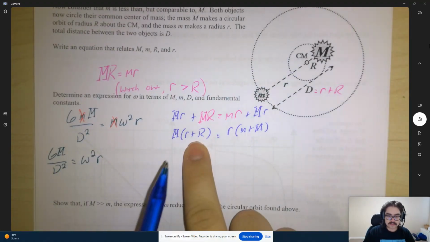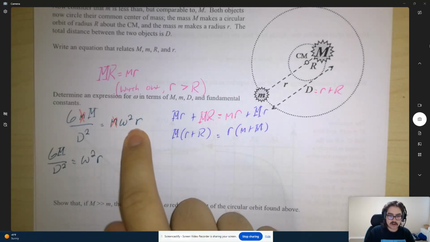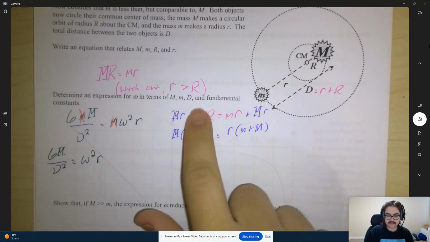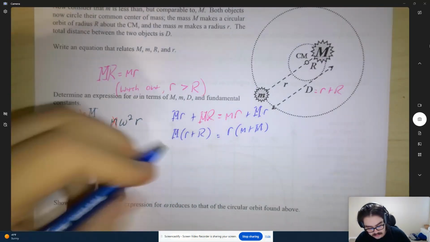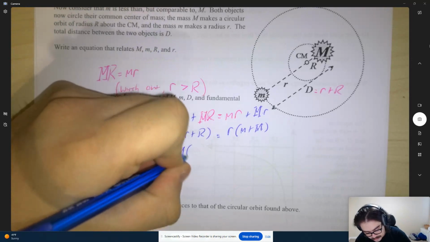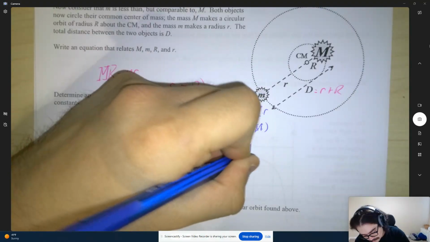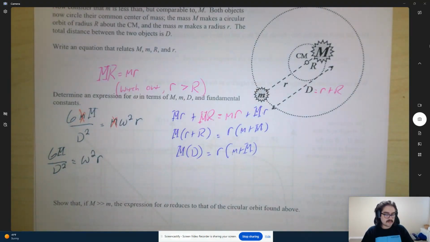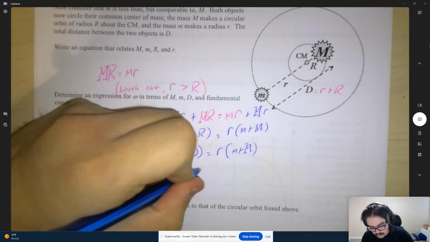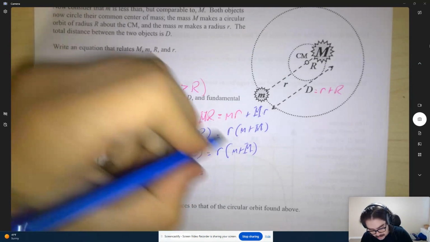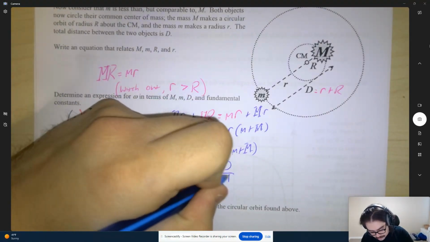Okay, and then I recognize that this right here is D. So I can actually express little r in terms of D and everything that I'm allowed to have. That's exactly what I'm going to do. I'm going to turn this into this: capital M times D equals R times (little m plus big M). Then if I get R by itself, I just divide by m plus M, and I end up getting R equals capital M D over (m plus M).